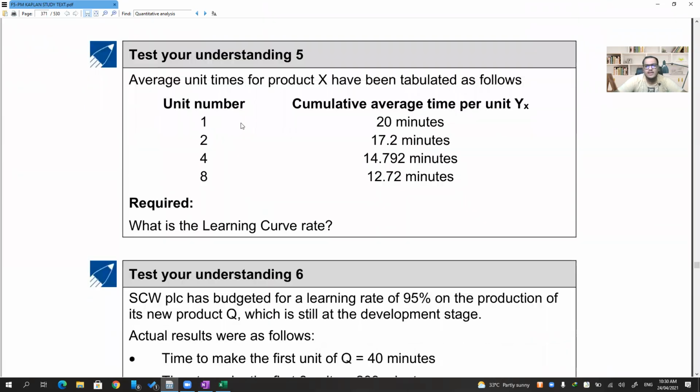Again, 1, 2, 4, 8. They directly gave you 20, 17.2, 14.79 and 12.72. They're asking you to calculate the learning curve rate. They gave you the doubling unit, so I don't need to do anything. I can directly understand what the percentage is. 17.2 divided by 20, into 100, is 86 percent. 86 percent is the learning rate in this particular case. Is it 86%? Let's check with the last units also. 12.72 divided by 14.792 is 85.99. Yeah, 86% it is. Good.